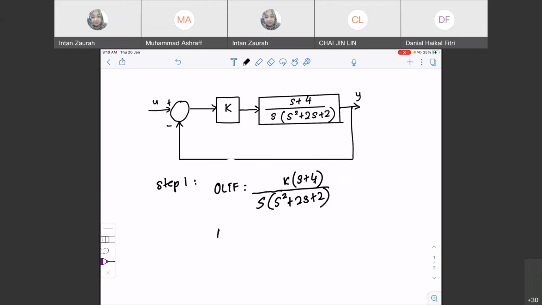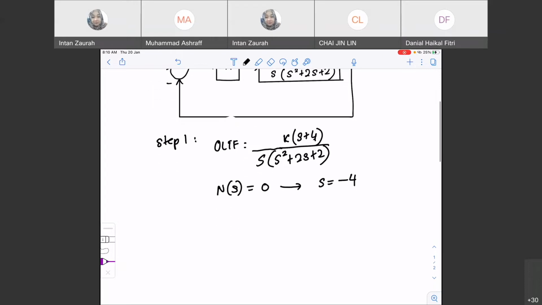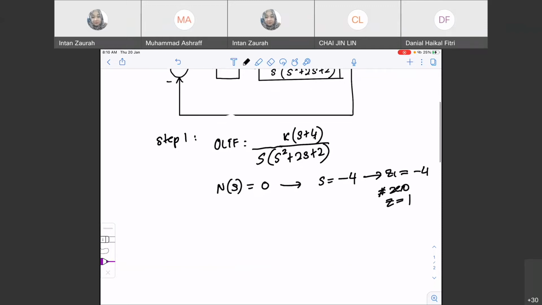From there you find your numerator S, you equate with 0, that shall give you your zero. In this case, you will see that there is a zero element because you have S there. So that will give you your roots. S is equal to minus 4. That is your zero. So the number of zeros, which I use Z, is equal to 1. So it means I have 1 Z.